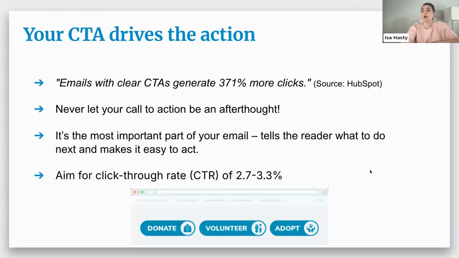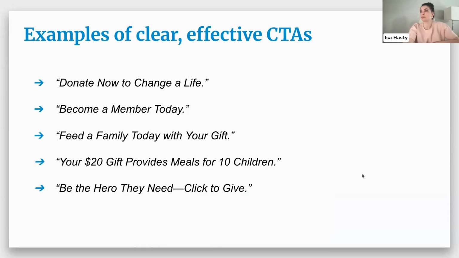It is the most important part of your email once someone has opened your email, because it tells them what to do next and takes them to that place, makes it easy for them to act, to give, to sign up for something, to buy a ticket, whatever that looks like. And just a quick benchmark here, you want to be aiming for a click-through rate between 2.7 and 3.3%. So if you are around that or over it, congratulations, keep doing what you're doing. That is the general benchmark that nonprofits should be thinking about.